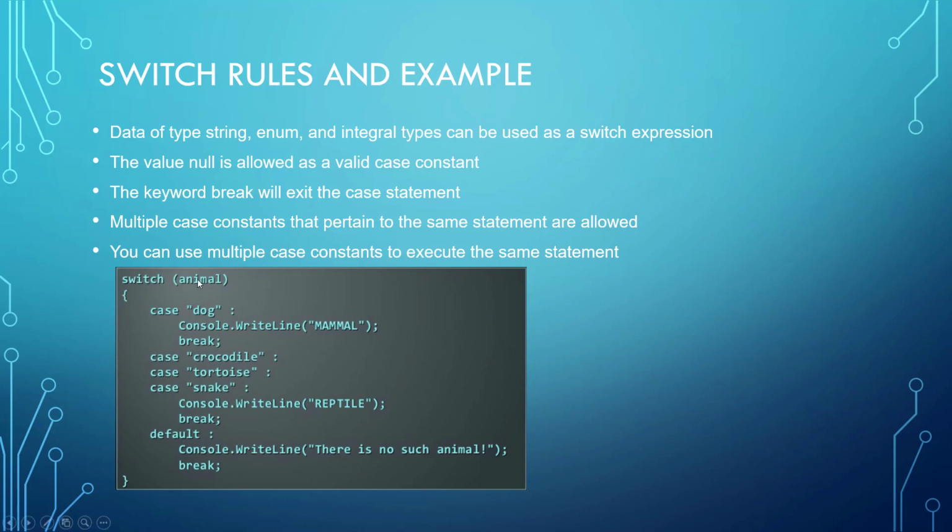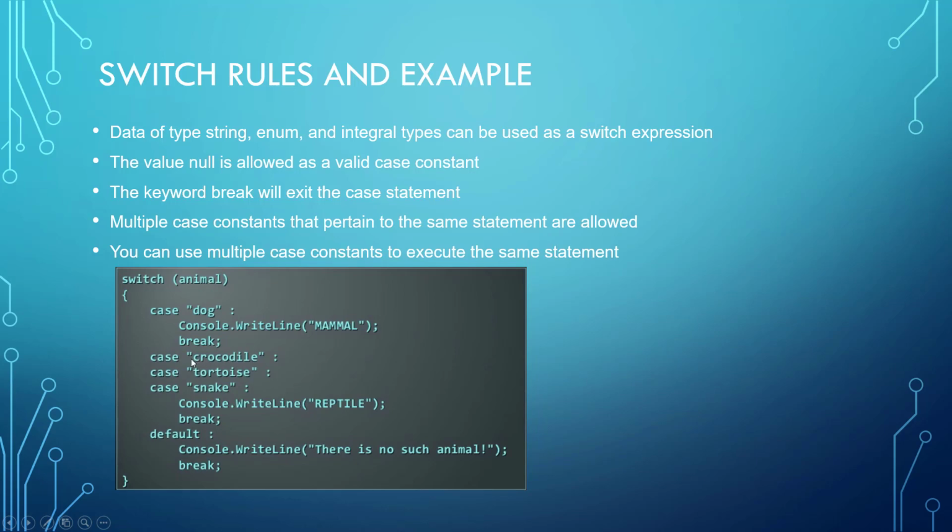What'll happen is it'll evaluate this statement and say, oh, animal is dog. It will then look at each of the cases until it finds dog. In this particular instance, dog would be found here. So it would come in and execute the statement and write the word mammal to your console screen, and then it would break, meaning it would exit out of the switch construct completely.